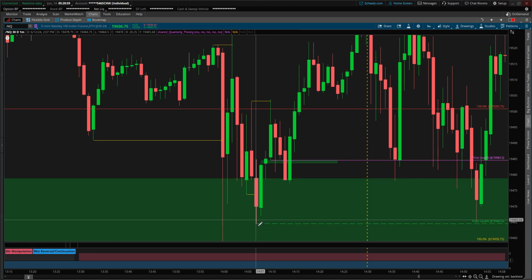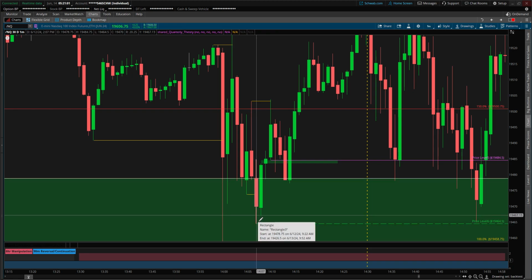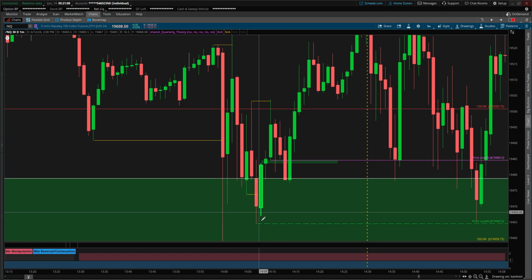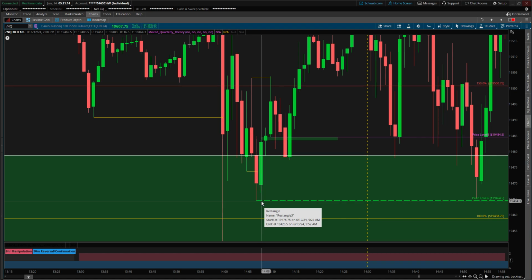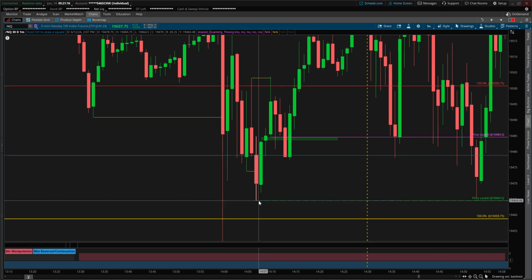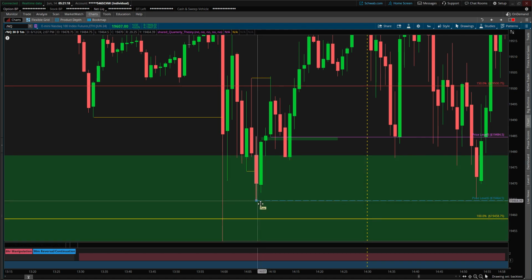My stop was below this candle right here. The low of this candle was 19464.5. I always put my stop a point below it, because sometimes we will literally tap that same level and move back up. So for safe measures, 19463 was our stop.